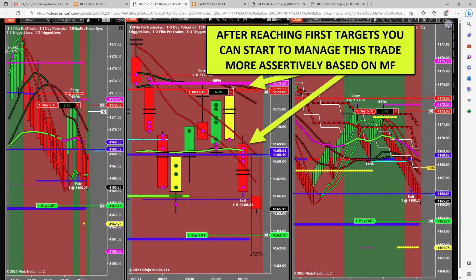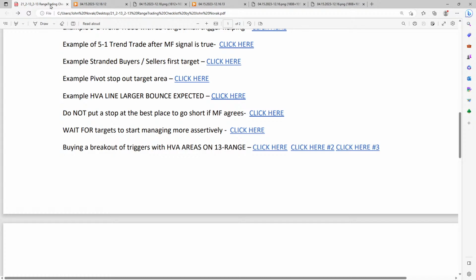I want you guys to go back and look at your market flow charts and say, where did you get bumped out at break even, and what did the market flow say? I'll be interested in your feedback.